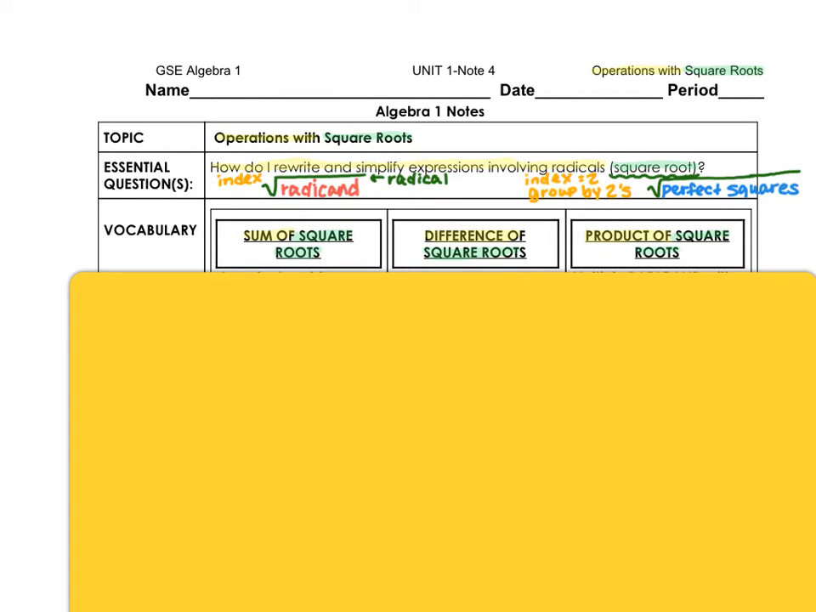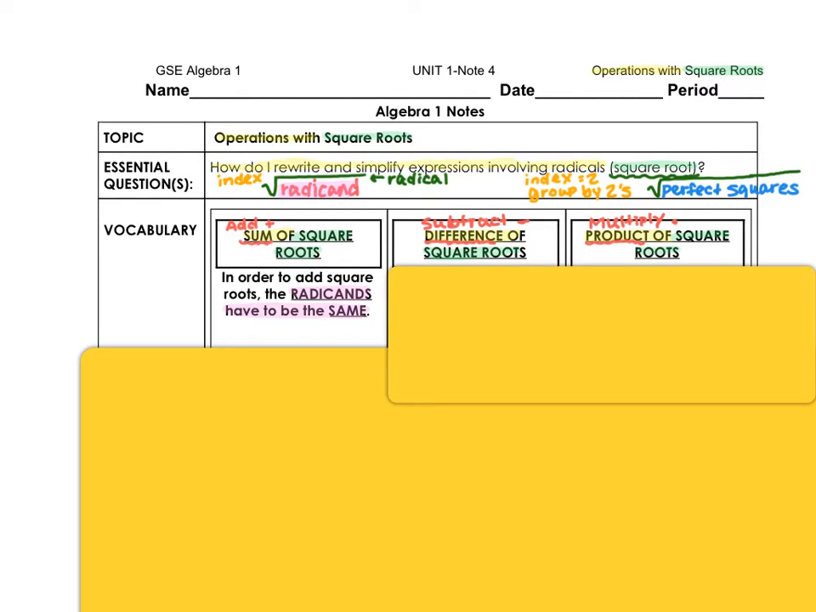In our lesson today, we will look at 3 different types of operations with square roots. We're going to look at the sum of square roots, the difference of square roots, and the product of square roots. As a review, we need to remember that sum means to add, so we'll have a plus sign in our problem. Difference means you're subtracting, so you'll see a subtraction sign. And product means you're multiplying, so you'll see a multiplication symbol or parentheses. Let's first look at how we're going to be able to take the sum of square roots.